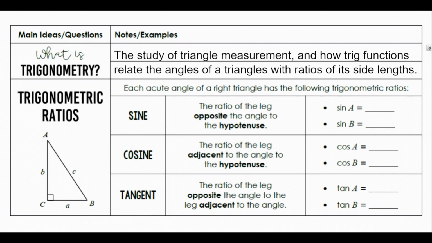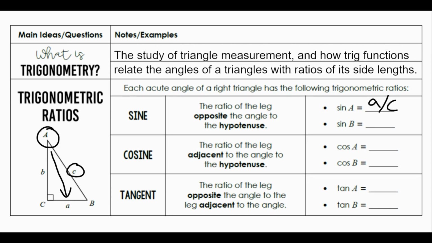Now, each acute angle of a right triangle has the following trig ratios. The three trig ratios that we will look at are sine, cosine, and tangent. Sine, cosine, and tangent will tell me what the relationship of the sides are. So sine is the ratio of the leg that's opposite the angle to the hypotenuse. If I want to find the sine of big A, which would be angle A, I look at the side that's opposite, so little a, over the hypotenuse, little c. So my ratio would be A over C.